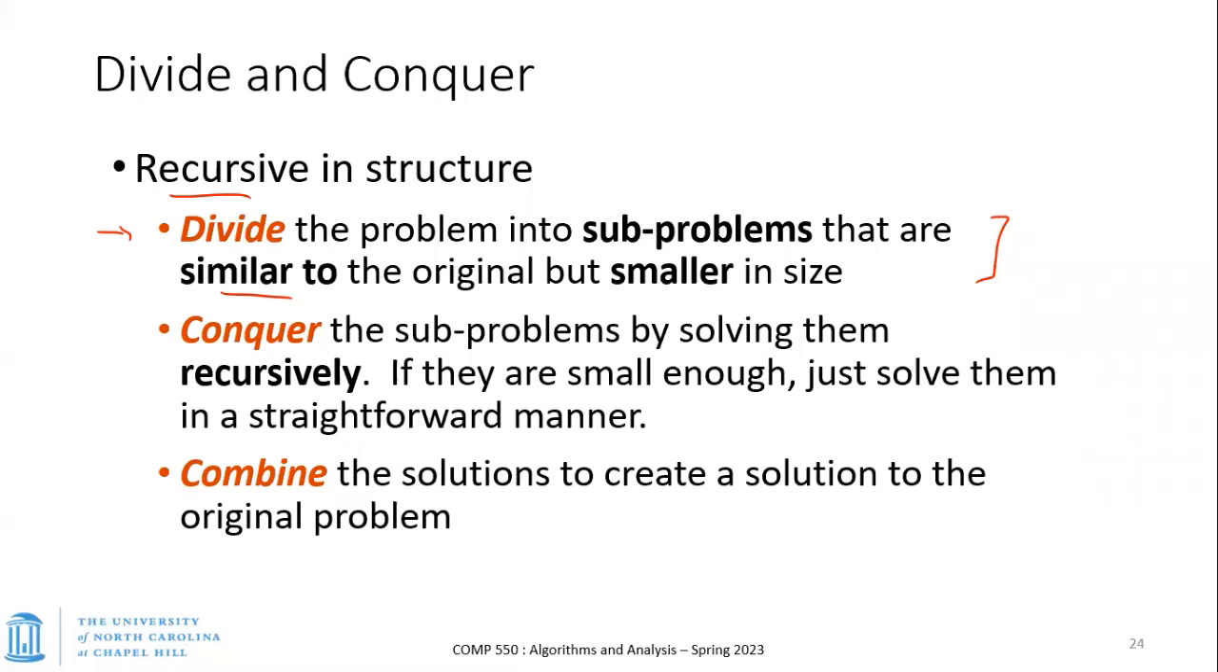Okay, it has to be similar to the original problem. And secondly, it naturally has to be a smaller version of the original problem, right? Because if it's not smaller, then what's the whole objective? If it's the same size, then you're wasting your time. Okay. Secondly, of course, the second part is kind of obvious. You have to individually solve the smaller subproblems. You have to conquer them. Okay. And you're going to use recursion, right?